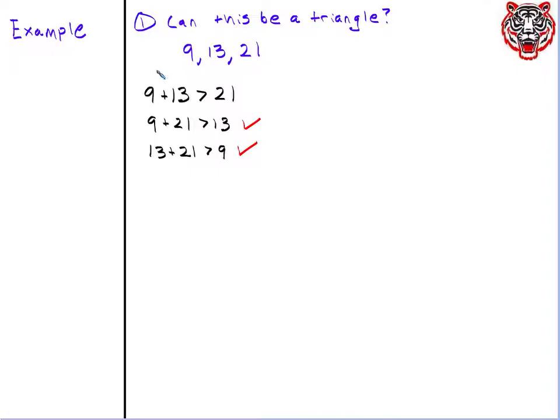Check this one. 9 plus 13, that's going to be 21. Oh, sorry, that's not 21. That's 22. 22 is bigger than 21. That does work. So have you found the shortcut already? The shortcut is just to choose the two smallest ones. So we'll write that over here. Shortcut.